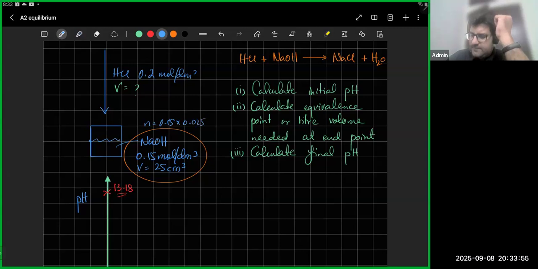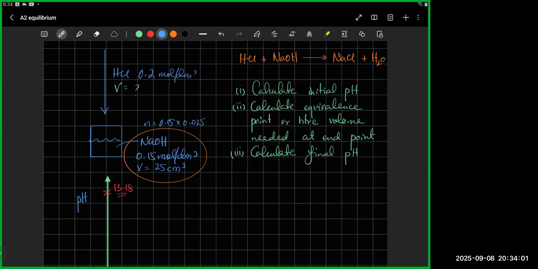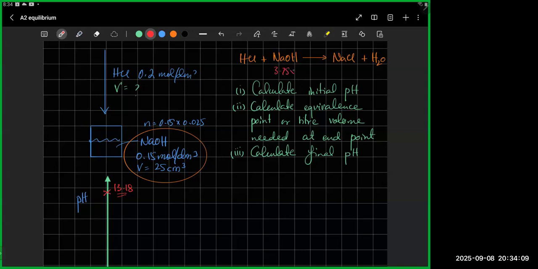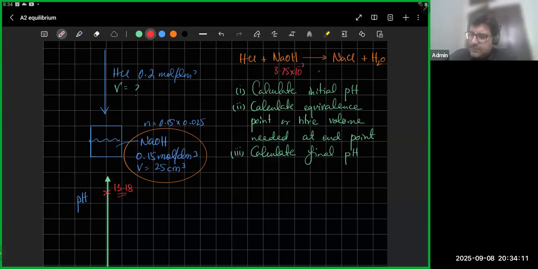How many moles do we get? 3.75 times 10 power minus 3. Did you get that? So you're getting 3.75 times 10 power minus 3 moles, right? So the moles of HCl that need to be added are going to be exactly the same. It's 1:1, right?